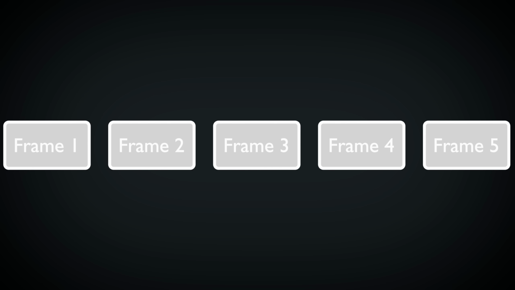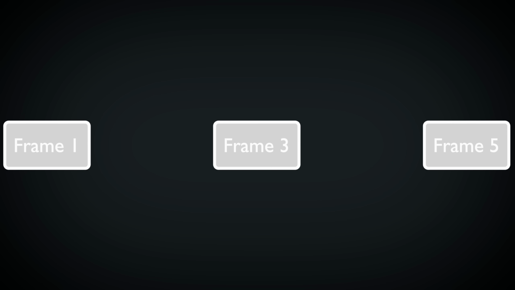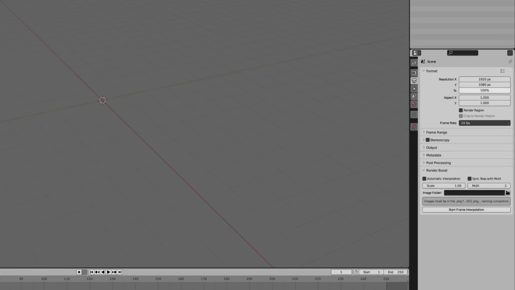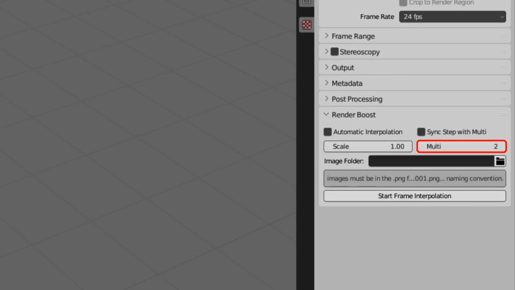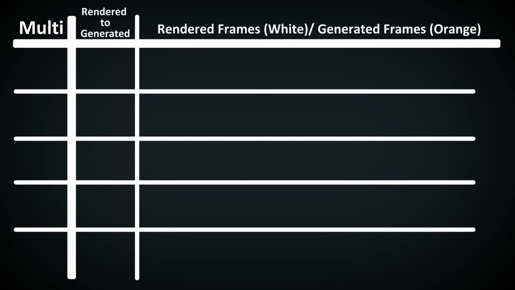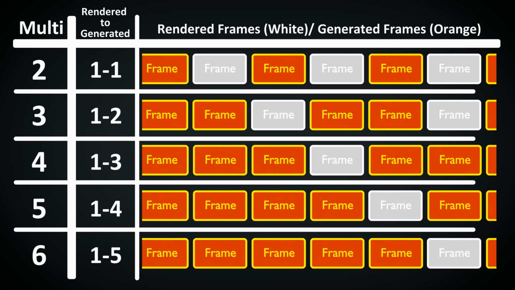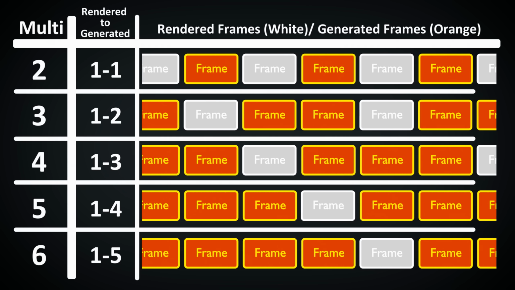Well, RenderBoost allows you to only have to render a portion of your animation. RenderBoost will then use the power of frame interpolation to fill in the frames that you haven't rendered, thus achieving much faster rendering results. RenderBoost offers a variety of options when performing interpolation, such as the setting that we call the multi-value. This multi-value can range anywhere between 2 and 6, and this will determine how many frames you have to render and how many frames are generated by the RenderBoost system.